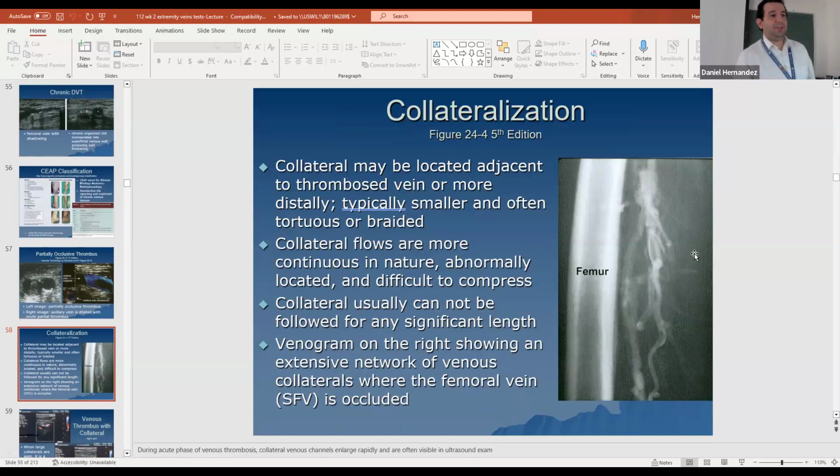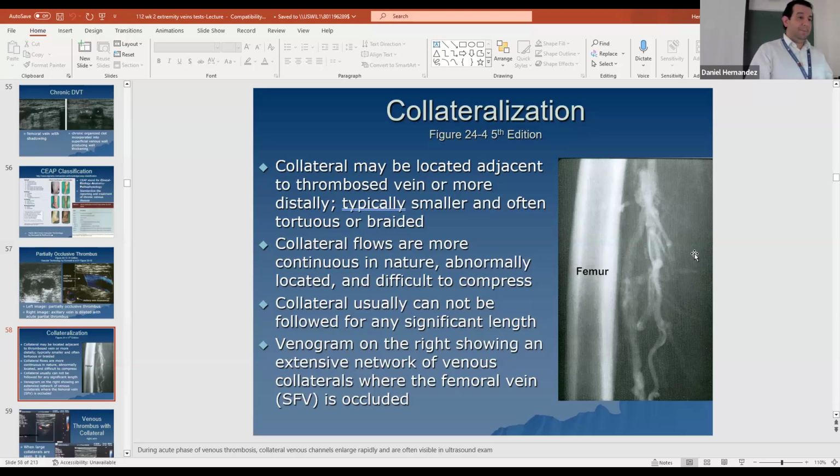And then collateralization. When there are DVTs, these patients will often develop collateral veins around the thrombosed vessels. These collaterals may be located adjacent to the thrombosed vein or more distally. Typically, they're smaller and often tortuous or braided. Collateral flows are more continuous in nature. So with these collateral channels, if you were to Doppler them, you're not going to have that nice phasicity that we'd come to expect. Collateral vessels are much more difficult to compress.